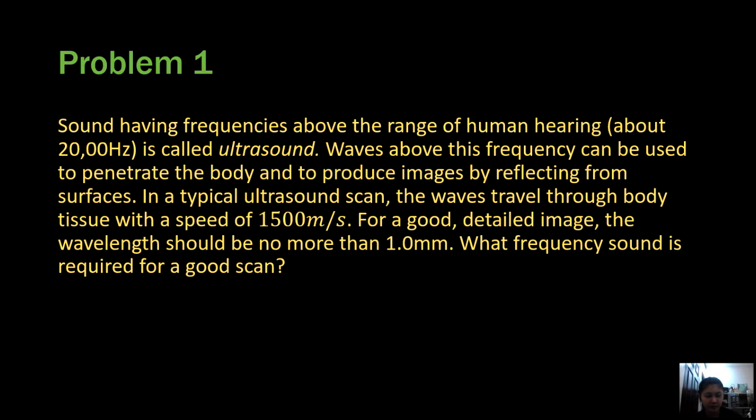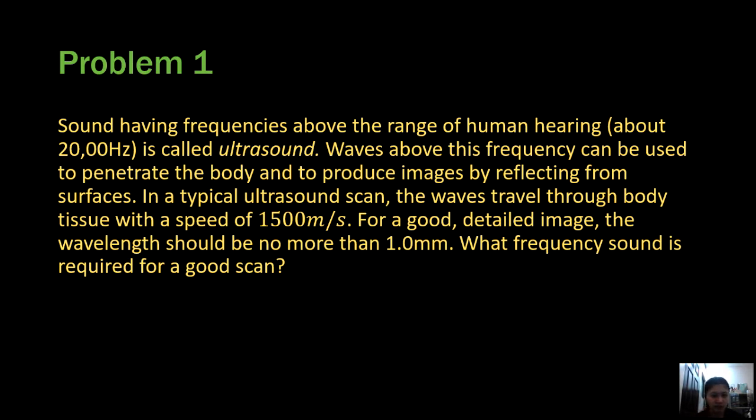Problem number 1. Sound having frequencies above the range of human hearing, so it's about 20,000 Hertz, is called ultrasound. Waves above this frequency can be used to penetrate the body and to produce images by reflecting from surfaces. In a typical ultrasound scan, the waves travel through body tissue with a speed of 1,500 meters per second. For a good detailed image, the wavelength should be no more than 1.0 millimeters. What frequency sound is required for a good scan?